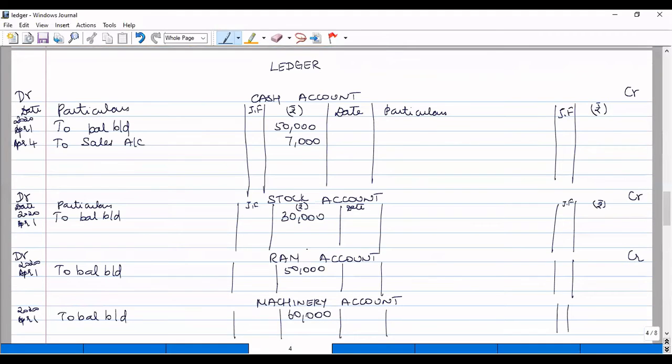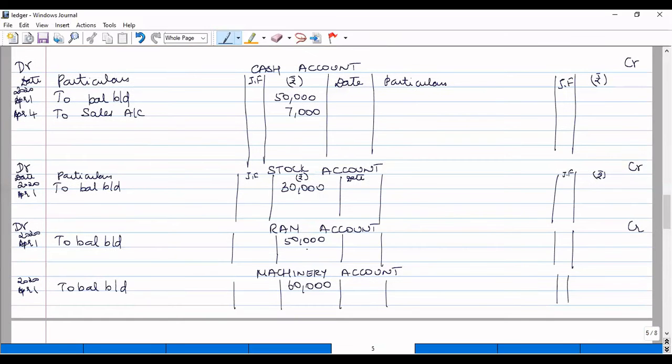Now we have to move to the credit item. Credit item, we have Ram account opened already. Here in this journal, we have credited Ram's account. So on the credit side, the ledger posting also should be made. So on April 6th, we have a credit item because of sales return. So by sales return account 1,000.